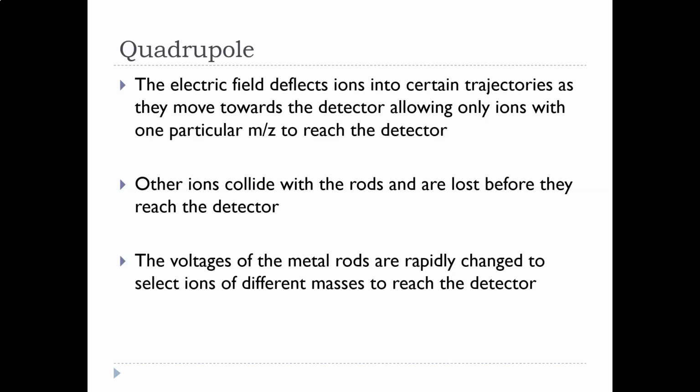Okay. And again, the voltage of the rods changes based on the mass to charge ratio you're looking at. And this is very sensitive in that it can separate fragments or molecules with a mass to charge ratio difference of 0.3. So think 0.3 AMUs, which is very, very close together.